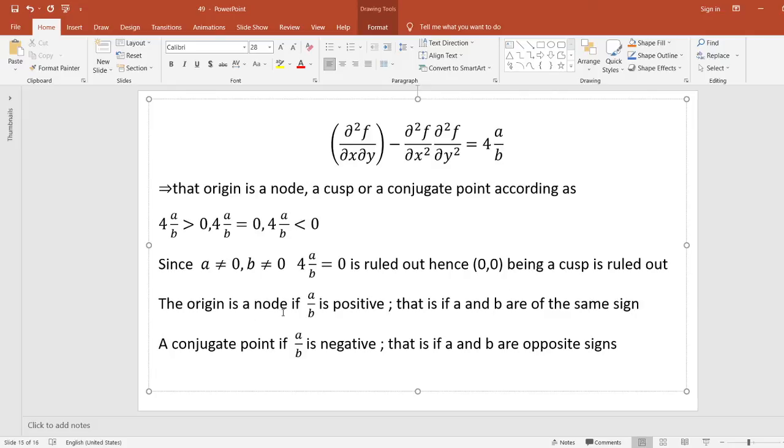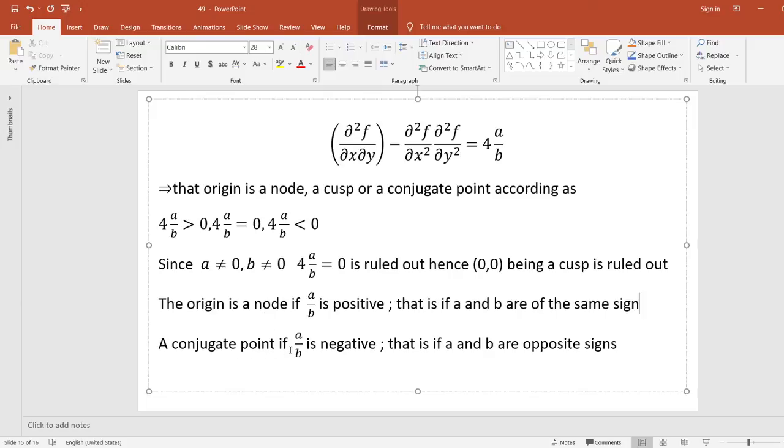Next, the origin is a node if a by b is positive. When it is positive, if a and b are of the same sign, either positive or negative, then if they both have the same sign, a by b becomes positive. If it is positive, then 4a by b is greater than 0. Therefore, the origin is a node.